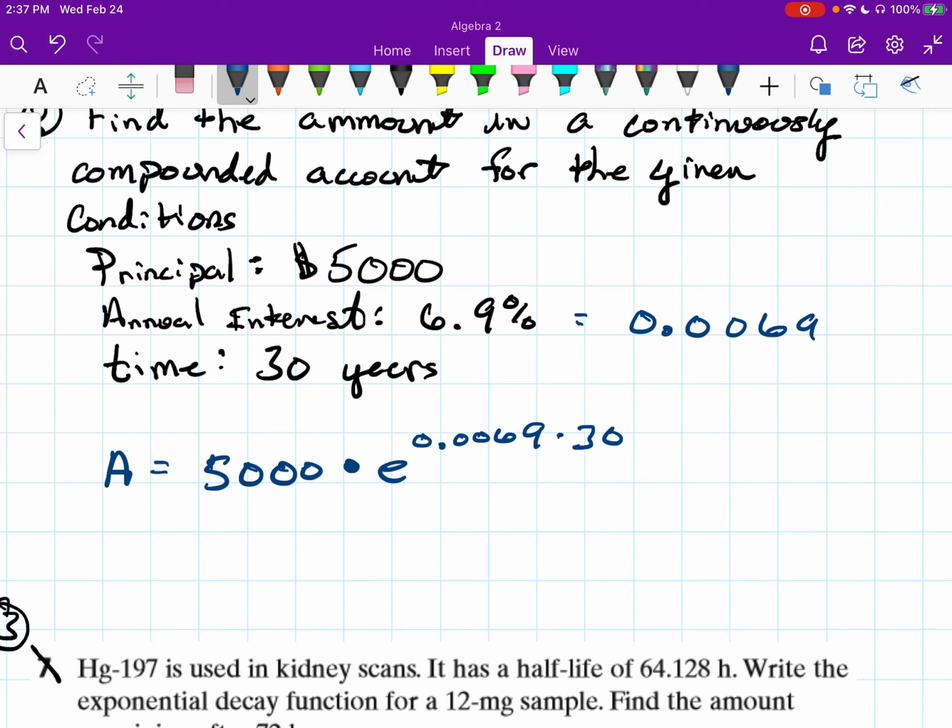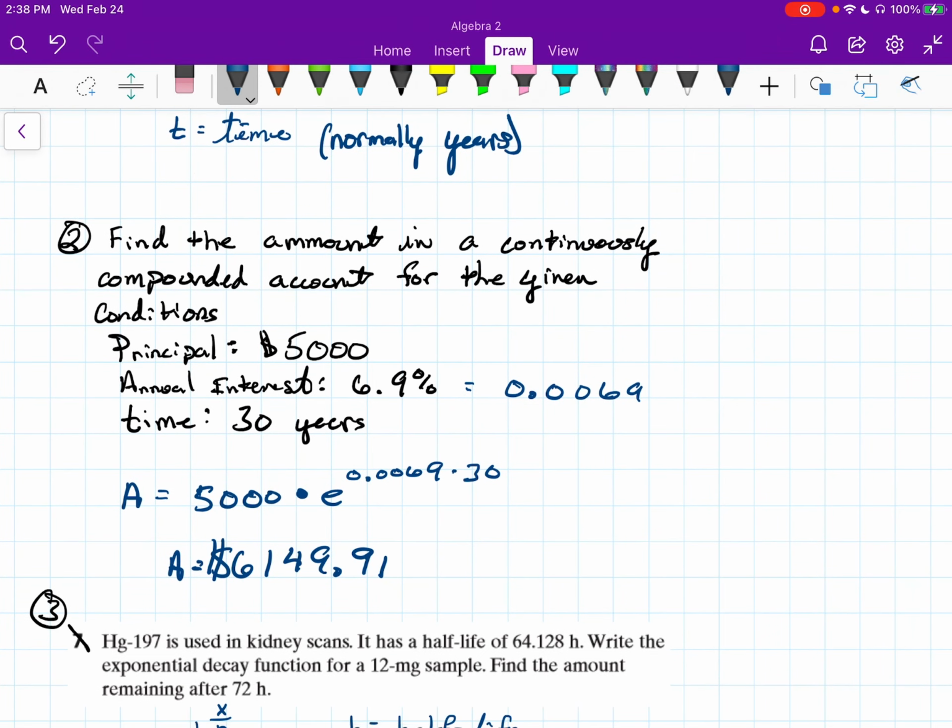On mine, I have a TI grapher that I'm using. It's on the right side, with the division sign. If you have the TI-30X2, which is the smaller one that I normally suggest to people, it is right above the pi button on the left. So typing this in, I do 5,000 times e to the 0.0069 times 30, and I get 6149.91. So there we are, $6,149. Again, that's like some of your homework problems, specifically numbers 5 and 6.